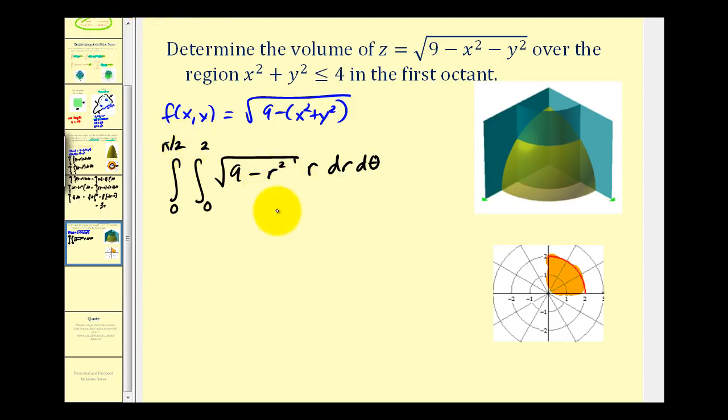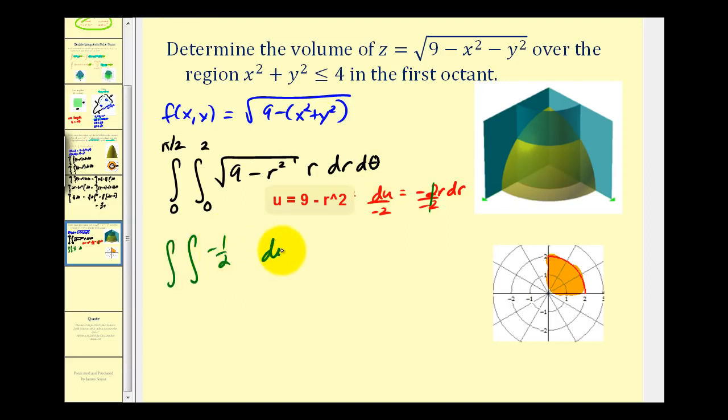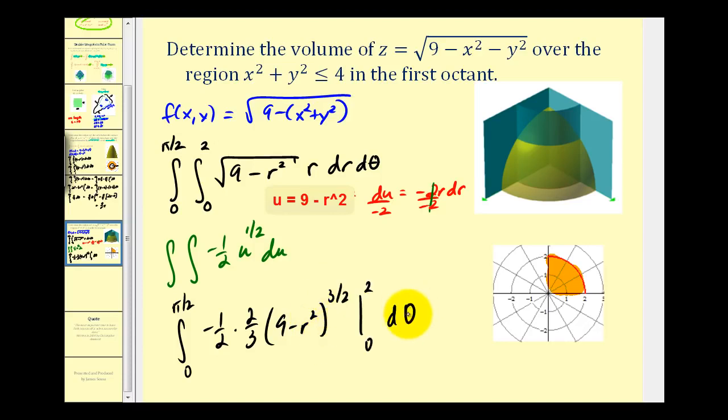This is going to require u substitution, though. We would have u equals 9 minus r squared. So du is going to be negative 2r dr. So that tells us that we can replace r dr with negative 1/2 du. So we have negative 1/2 du, and this would just be u to the 1/2. So we'll have negative 1/2 times u to the 3/2 divided by 3/2, or times 2/3. And u is really 9 minus r squared. This simplifies here to negative 1/3. Let's finish this on the next slide.